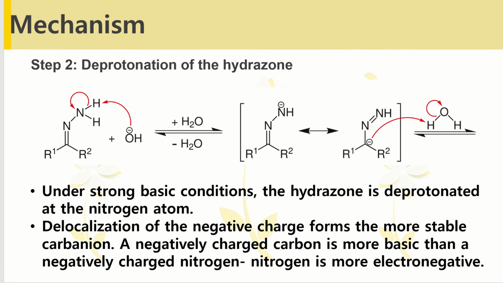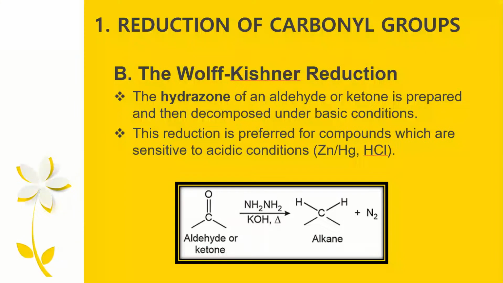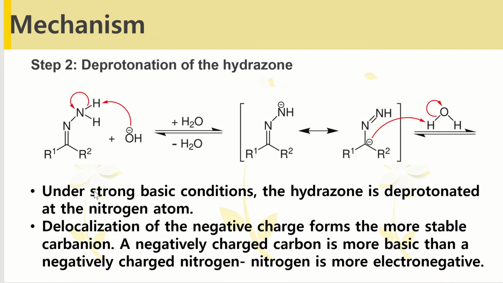The second step, once the hydrazone is formed, is the deprotonation of the hydrazone, right? So recall that we have a base, we have potassium hydroxide in the reagent. So the base can pull this proton, right?